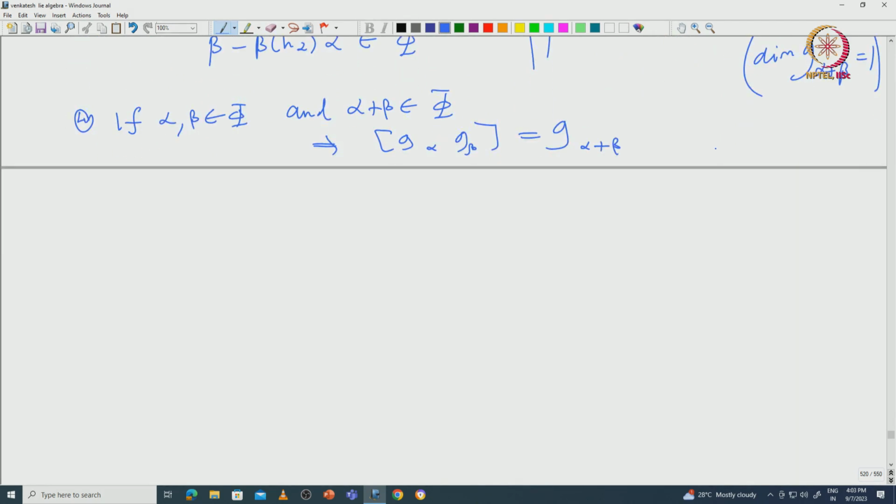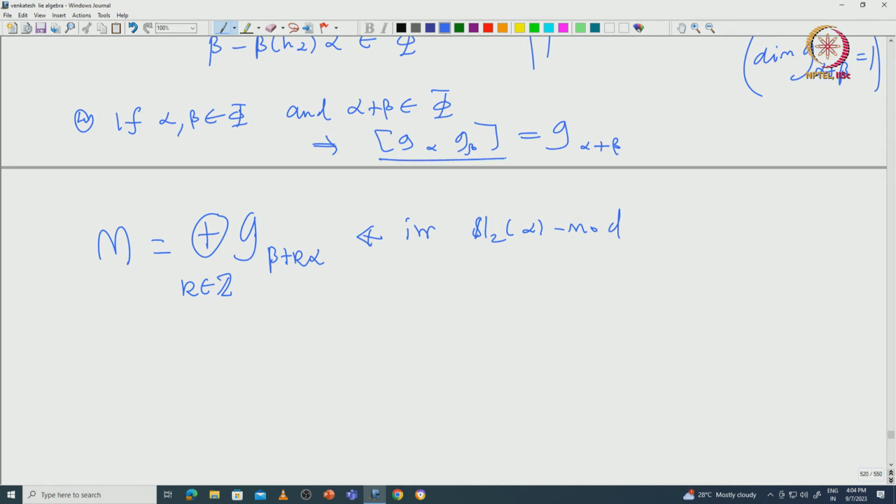Again you go back to that irreducible module M that we have constructed. This is the direct sum of G beta plus k alpha, where k comes from Z. This is the irreducible SL2 module, which we already observed. Now, for some reason, if the bracket [G alpha, G beta] is 0, then X alpha is going to kill X beta. Okay, so X alpha and X beta come from G alpha and G beta respectively.